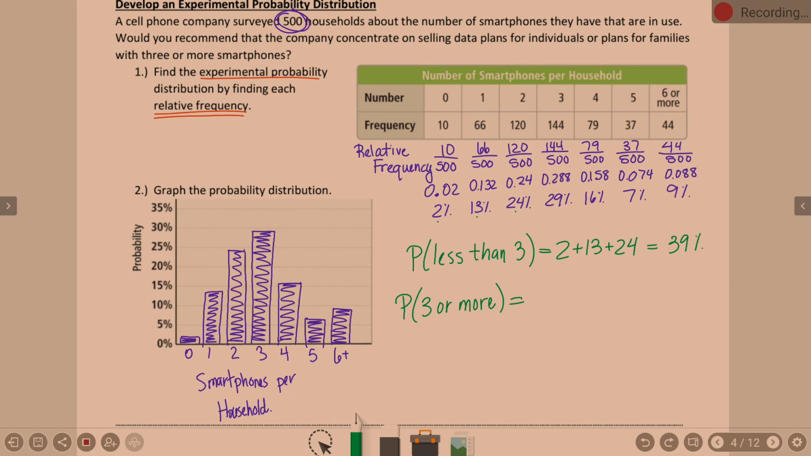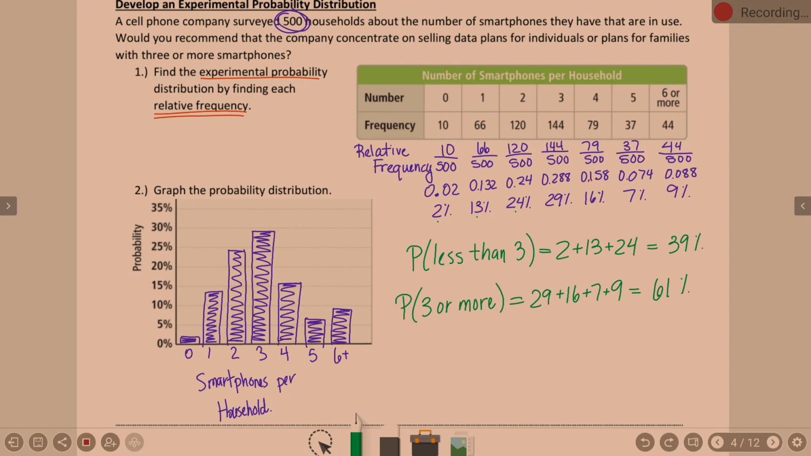Families with 3 or more smartphones. What percents are we looking at there? 16, 29, 16, 7, and 9, which totals to be 61%. So, where's the company going to find more business? Should they market to family plans or individual plans? Family plans, yes. They're going to have more business selling the bigger plans.